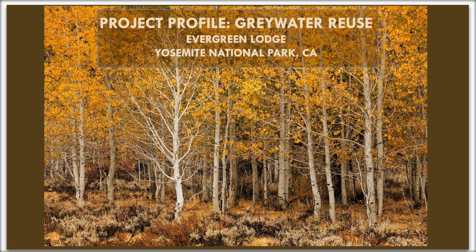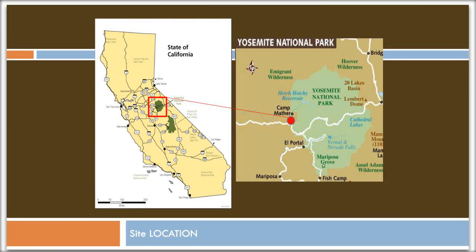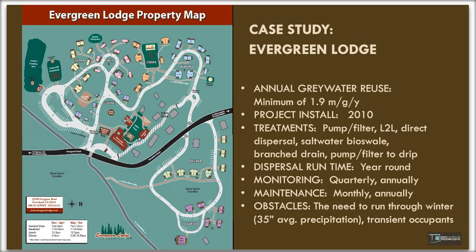So with the 15 minutes I have left, we're going to go through Evergreen Lodge, and I'll try to go through this quickly. Those of you who have been there know it's right outside of Yosemite National Park. It essentially has almost 2 million gallons a year of graywater reuse. It's on 20 acres, and it was installed about 6 to 7 years ago.